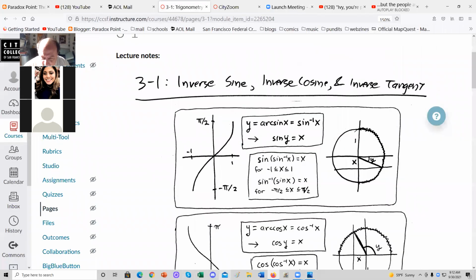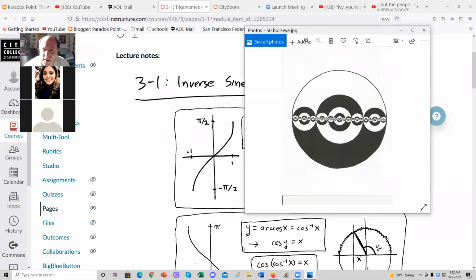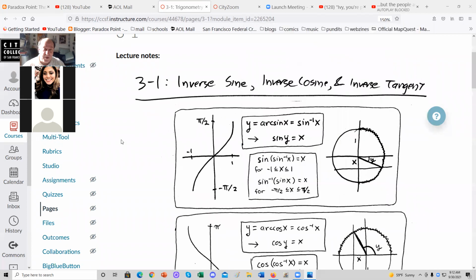This Zoom session, oops, let me try that again. This Zoom session is being brought to you by the Fractal Bullseye, one of my favorites, by the way.